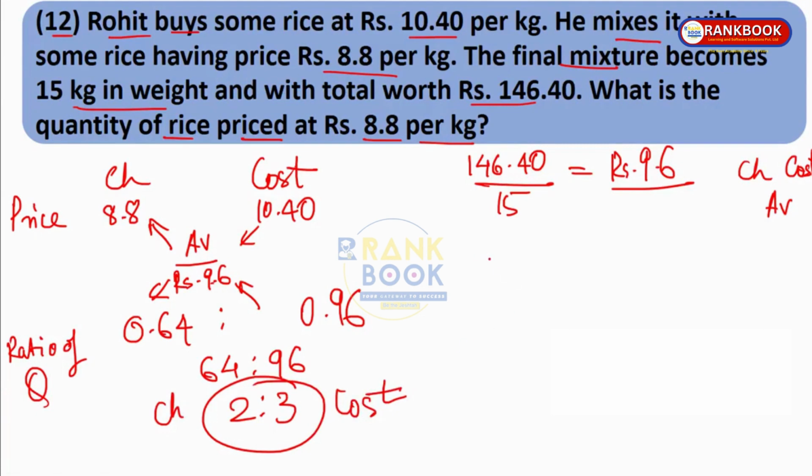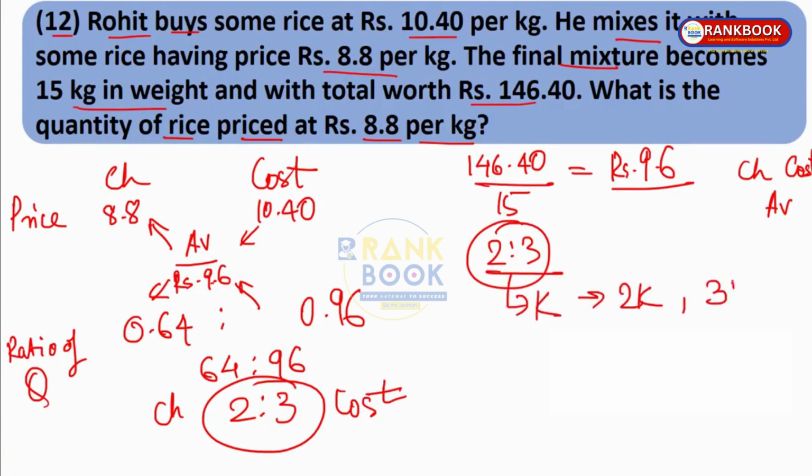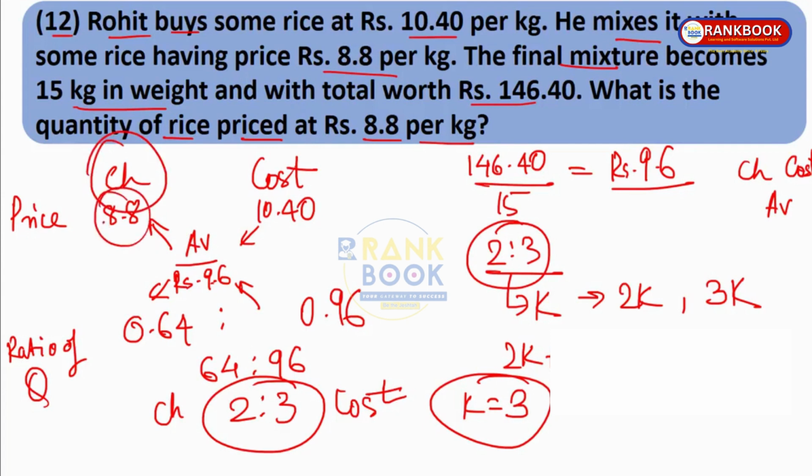Right? Now we know only the ratio of both types of rice. We do not know actually how much is the amount. How to find the actual amount? Assume the common factor to be k. So the actual amounts are 2k kg and 3k kg. And we already know that the final mixture is 15 kg. So the addition of this would be 15 kg, so k would be equal to 3. Over here the cheaper rice is 8.8 rupees per kg and its quantity is 2k. So the quantity would be 2 into 3, it is 6 kg. So 6 kg is the quantity of rice priced at rupees 8.8 per kg, which is mixed with the other one. Moving to question number 13.